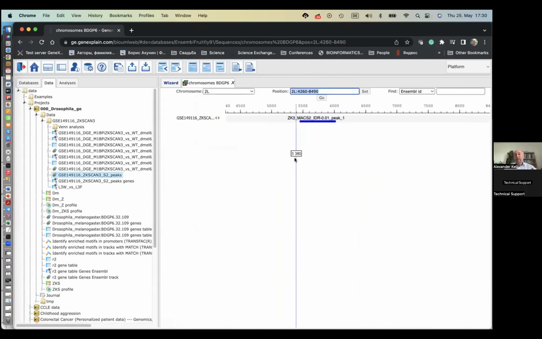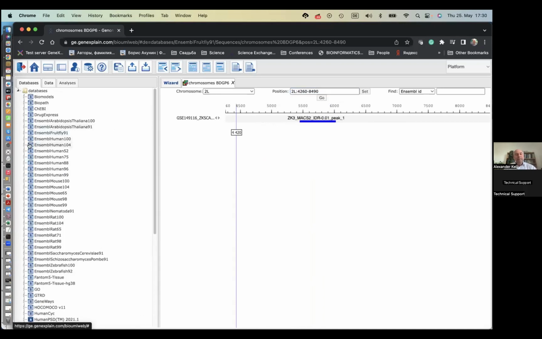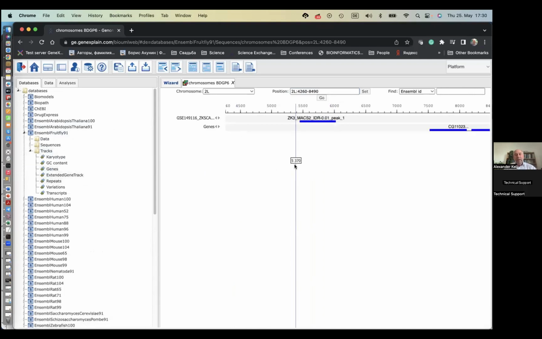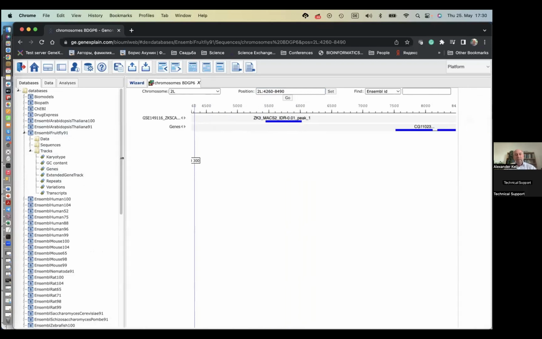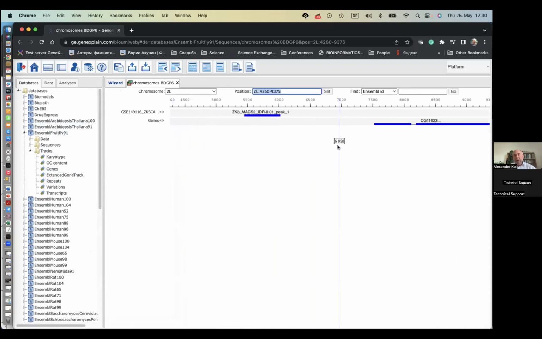So what are the peaks? ChIP-seq peaks are regions where a factor was bound, and using sequencing technology, these authors were able to identify the regions where those factors are bound. Now what we can do is add information about the genes. So let's put here this genes track, which is what I have prepared.